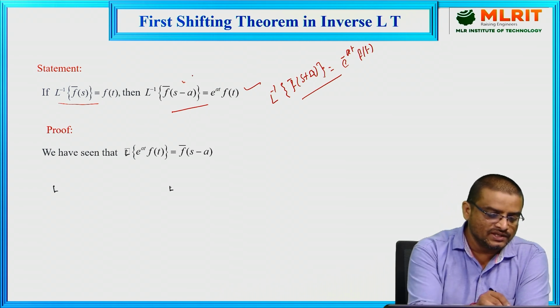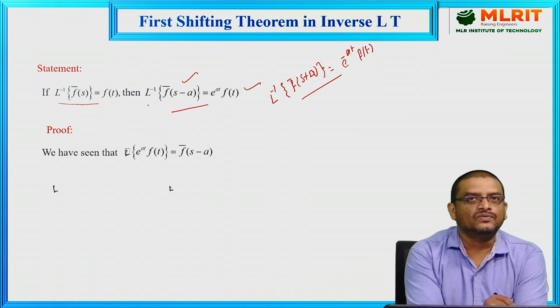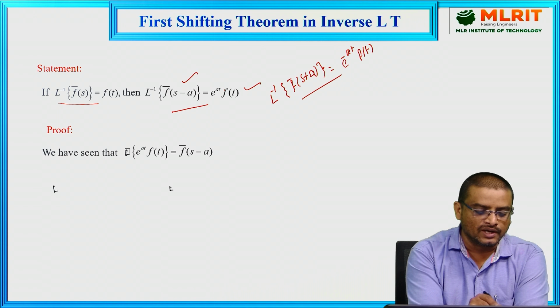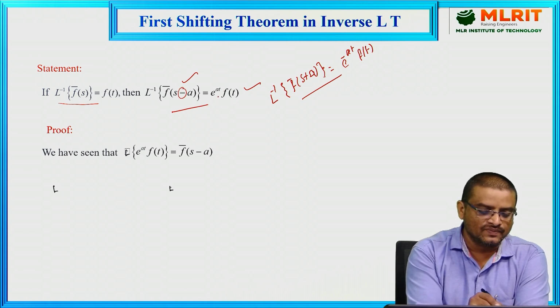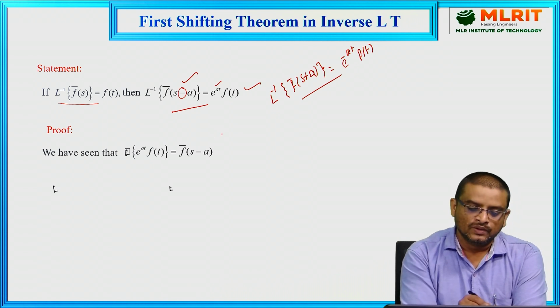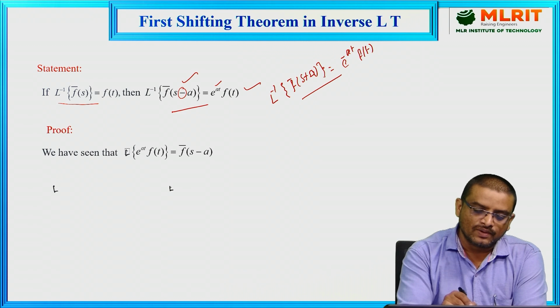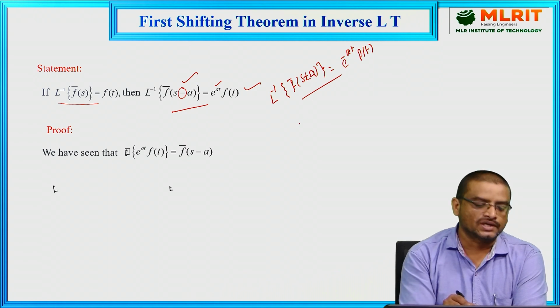If the function is in terms of s minus a, then we can take the inverse Laplace transform as e power at into f of t. So if you have a negative sign in the function, then the power of that exponential function must be positive. If in the function you have a positive sign, then the power of that exponential function must be negative. Okay, now we'll see how to prove this condition here.